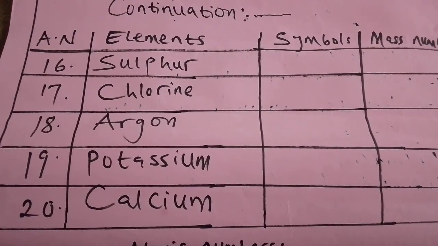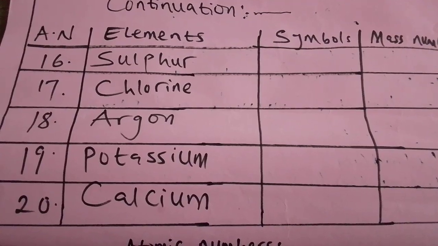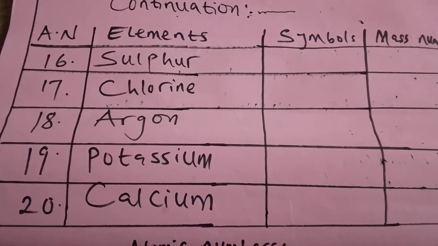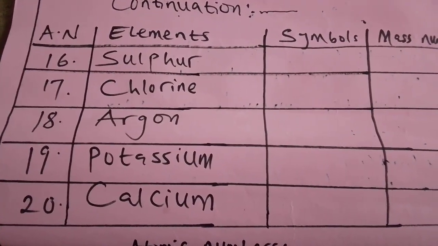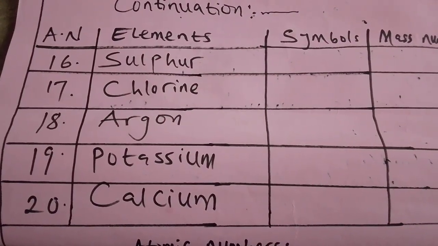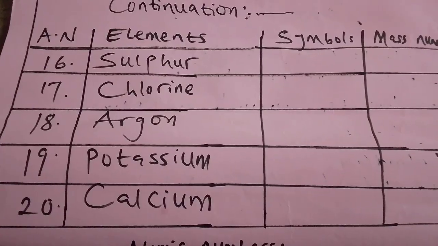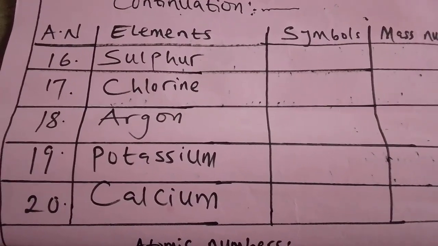By God's grace, today we are going to continue as I said. So now we have finished the elements. We are going to enter symbols and mass number: how to write symbols and also mass numbers.